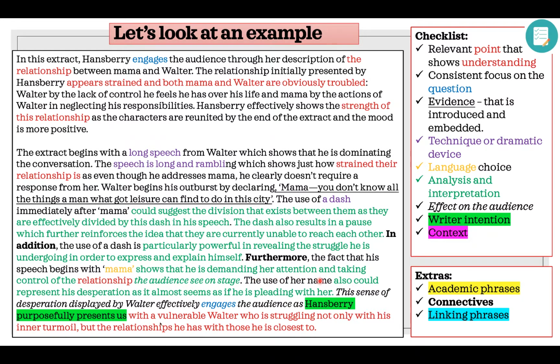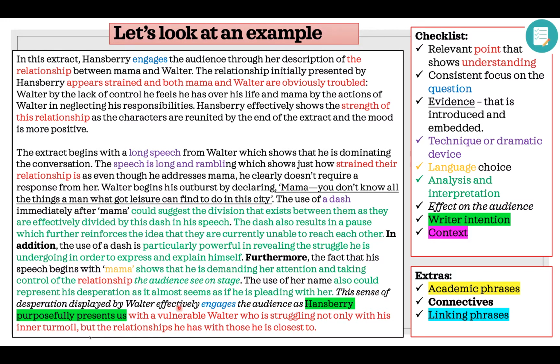The use of her name also could represent his desperation. So we have another interpretation here, as it almost seems as if he is pleading with her. Now, not all of these ideas were on the initial plan that I made when I had the quotation in the middle of the slide. So it's a good idea to have that kind of annotation actually on the extract, and then all you're doing is you're pulling your ideas out and you're putting them in full sentences.